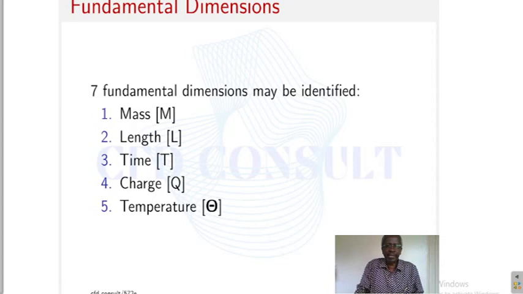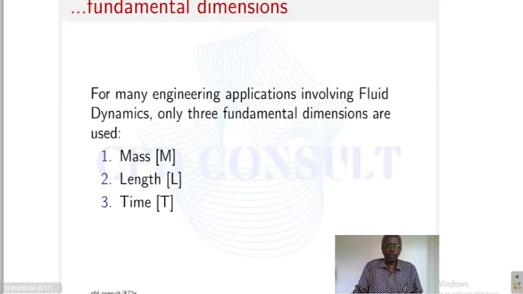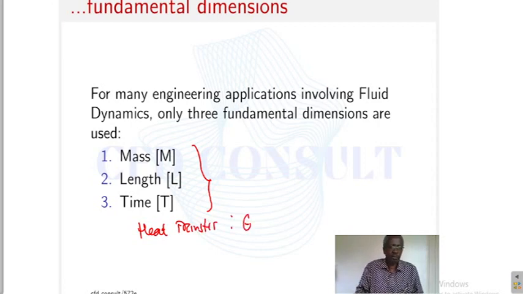phenomenon. The first is mass. The second is the length dimension, L. The third is the time dimension, which is T. The fourth is the charge dimension, Q. And the fifth is the temperature dimension, which is theta. Usually for mechanical systems, we are only concerned with mass, length, and time scale. But in case we have heat transfer, then we are also able to use the temperature to be able to analyze our physical phenomenon.